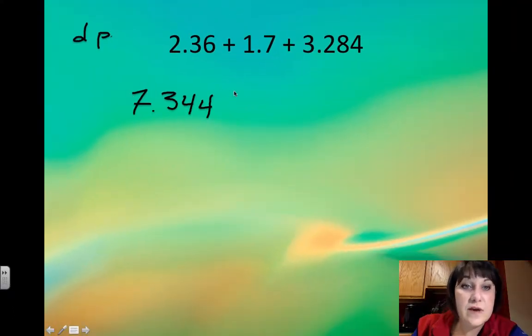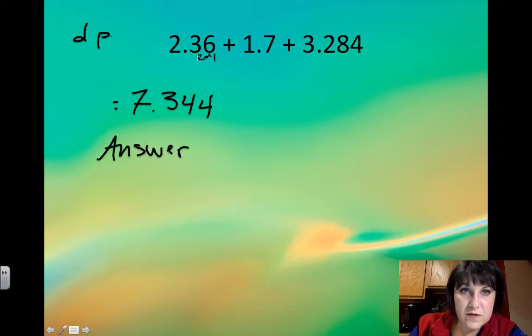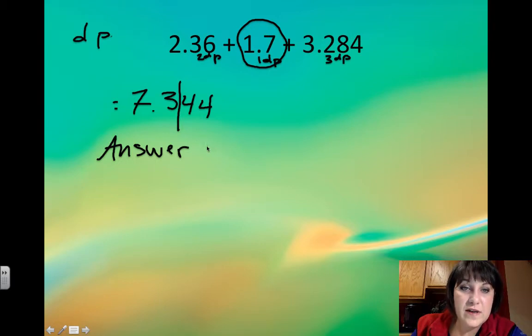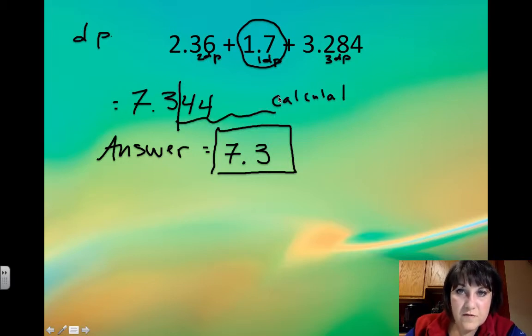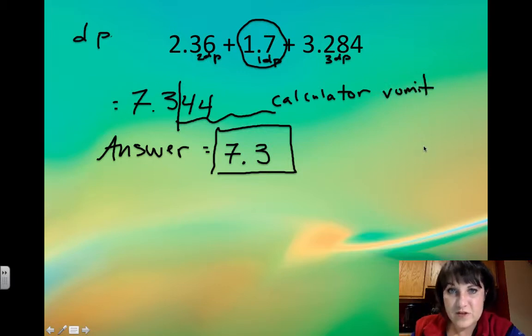And now let's evaluate, what do I get to keep in my answer? So in my final answer, how many decimal places do I get to keep? This has 2 decimal places, this guy has 1 decimal place, and this number has 3 decimal places. So this is restricting our answer to only 1 decimal place. I have to stop after 1 decimal place. So the most accurate answer that I can report is 7.3. Anything else after that is considered calculator vomit, because my calculator will spit it out for me, but I don't need to keep it. Vomit does not belong on your chemistry papers, please.